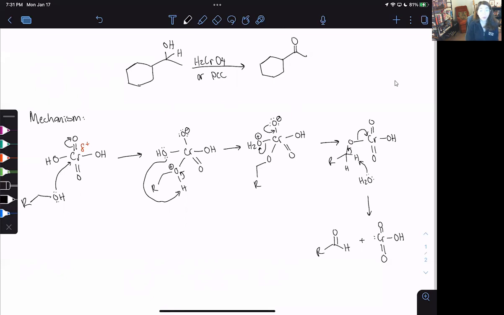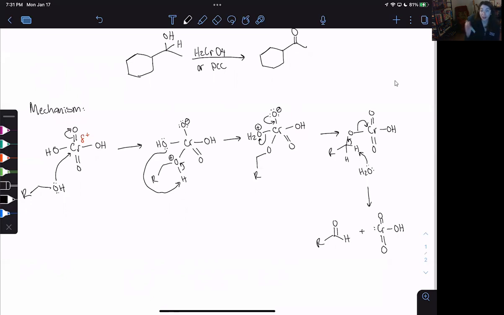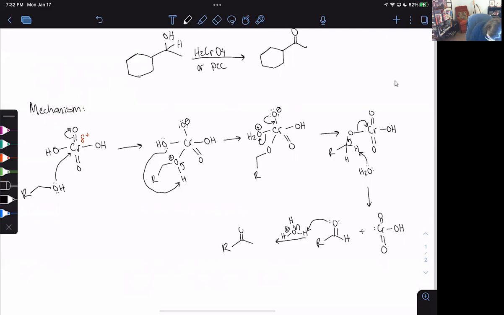All right, so we've made an aldehyde. So at this point, if I was using PCC, this is where I would stop. And the reason for that is that when we have water and acid around, when I've got an aldehyde, what can happen is if I've got that acid, then I can protonate my aldehyde. And when I've protonated my aldehyde, now it's even more susceptible to nucleophilic attack.